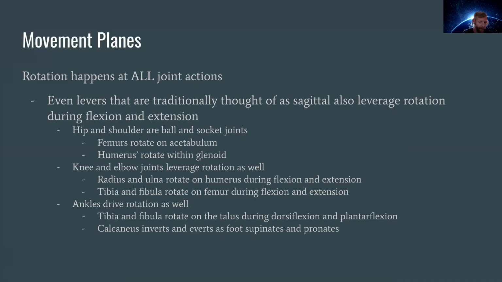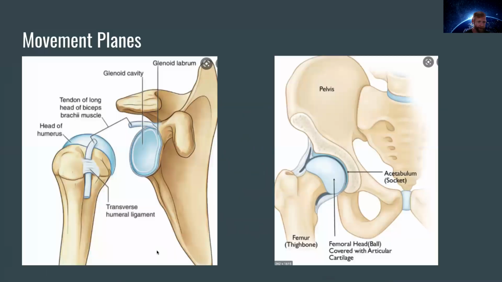If we look at how they integrate with the calcaneus, as we go through dorsiflexion and plantar flexion, the ankle drives rotation as well. So the tibia and fibula rotate on the talus during dorsiflexion and plantar flexion, and the calcaneus inverts and everts as the foot supinates and pronates. So there's rotation happening at all these joints, even when we're moving in the sagittal plane through flexion and extension.